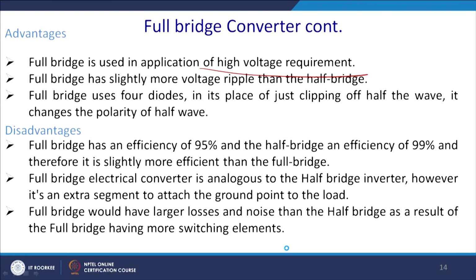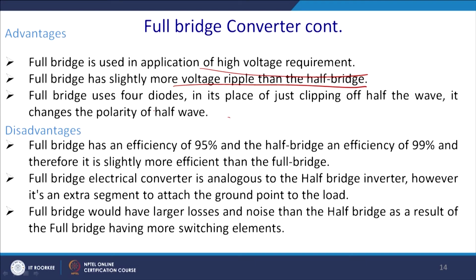The full bridge has slightly more voltage ripple than the half bridge. This is one of the problems. So, you will find that to smooth out the ripple, it will be a little bulky. The full bridge uses 4 diodes in place of just clipping the half wave. It changes the polarity of the half wave.